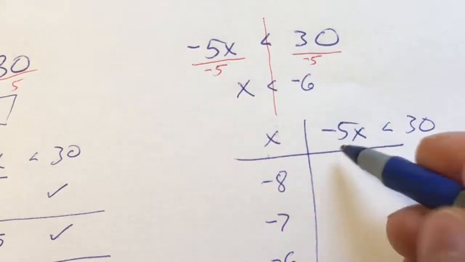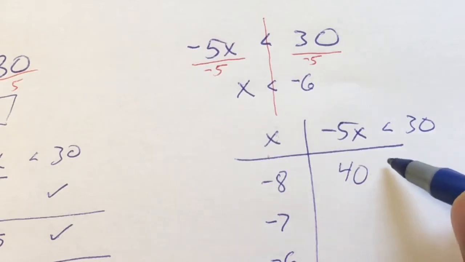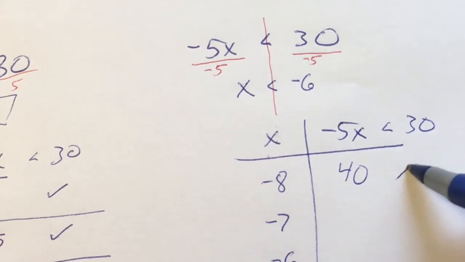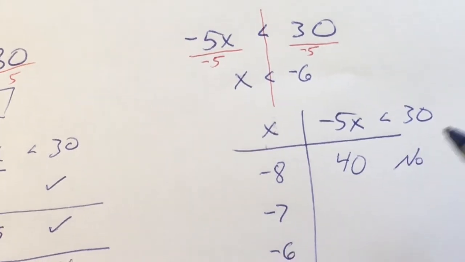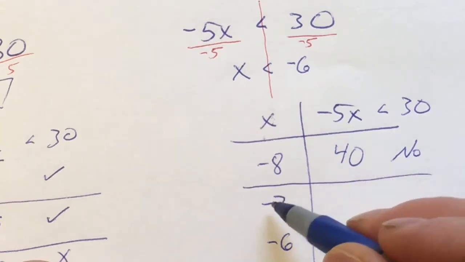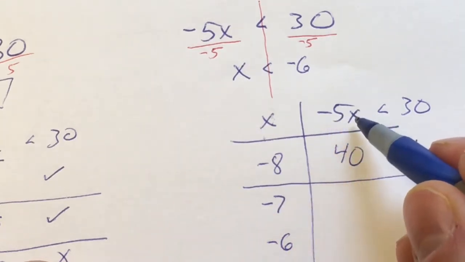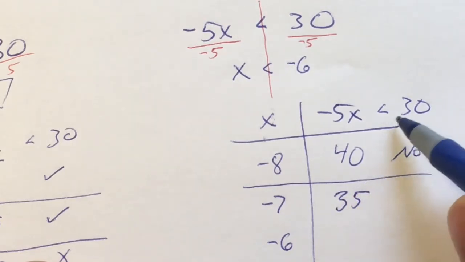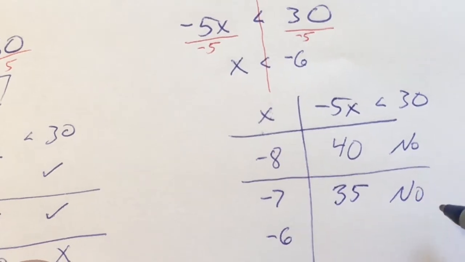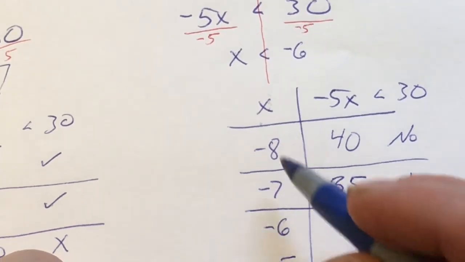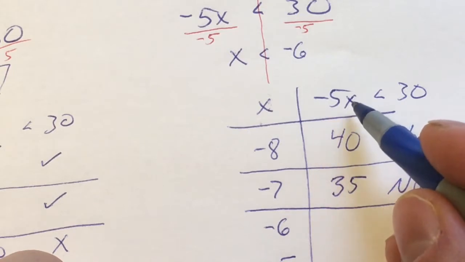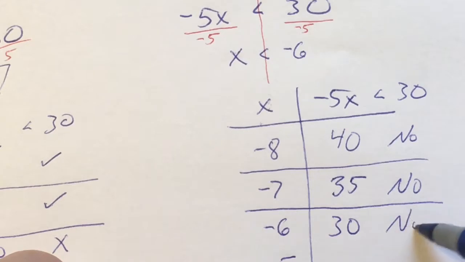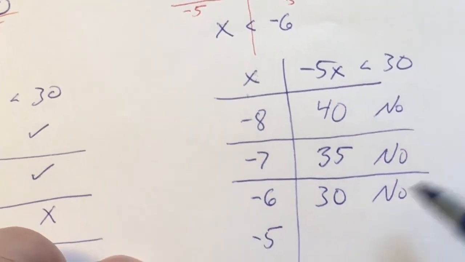-5 times -8, that's positive 40. Is that less than 30? 40. Is that less than 30? No, it is not. What about when x is equal to -7? -5 times -7 is positive 35. Is that less than 30? 35 is not less than 30. The answer is no. When x is equal to -6, -5 times -6 is positive 30. Is that less than 30? No, it's equal to 30. And this is not one of those where you can be equal to, so no.